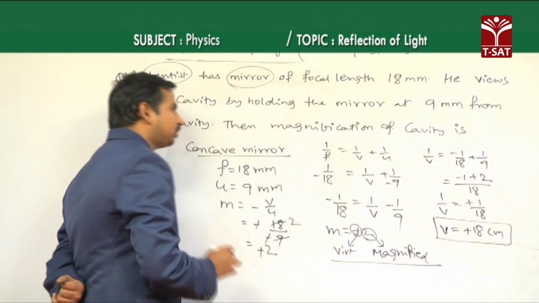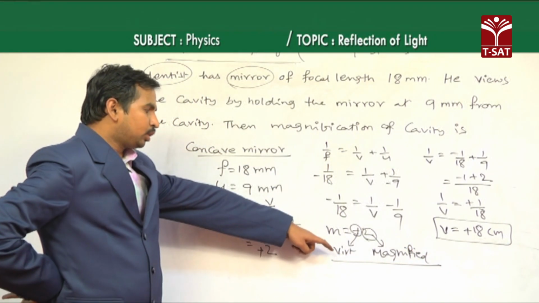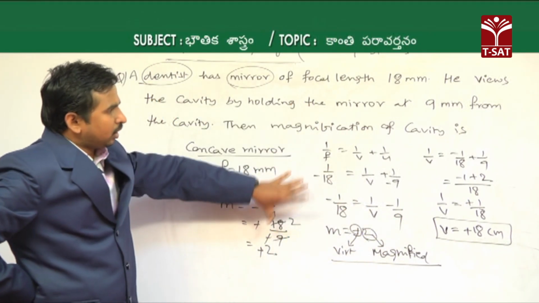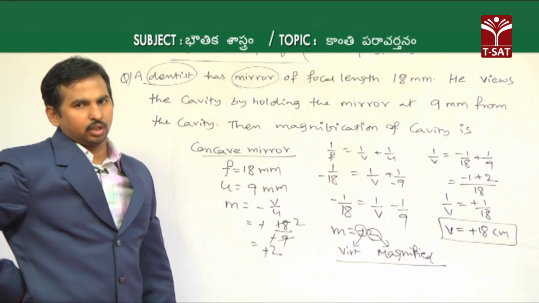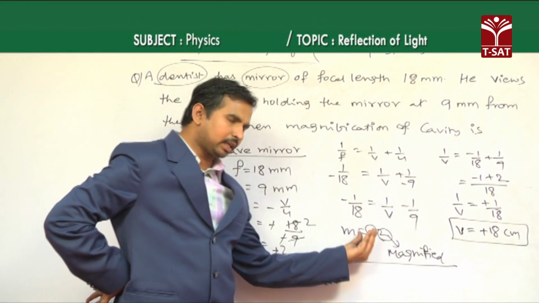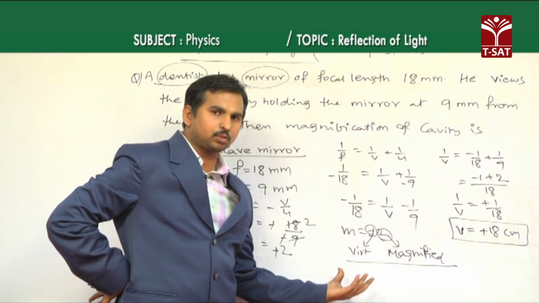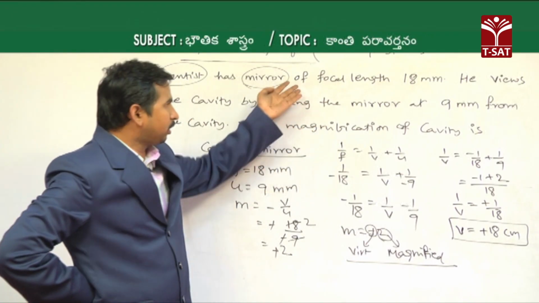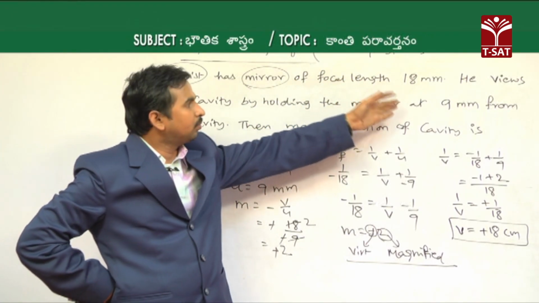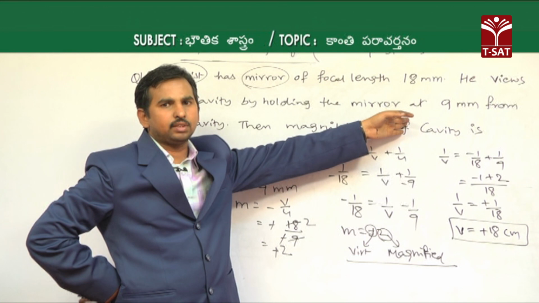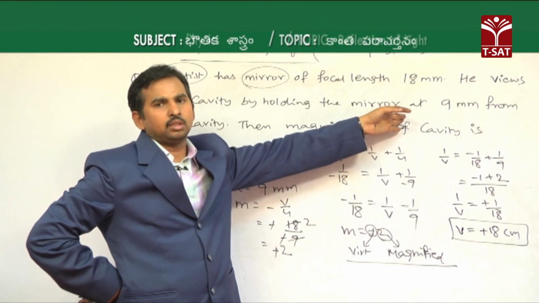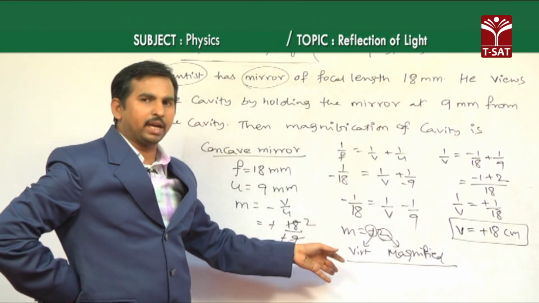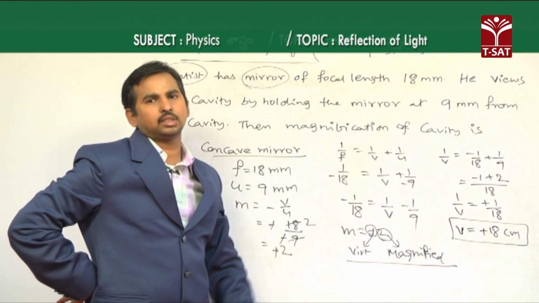So, finally, by using this mirror we are getting a virtual and magnified image. Like this we can solve by using this mirror formula. But remember, we have to use the sign plus or minus. Here in this case it is plus, because the object is placed in between the pole and the focus, because the focal length is 18 mm, but the object is placed at 9, which means the object is placed in between the pole and principal focus.